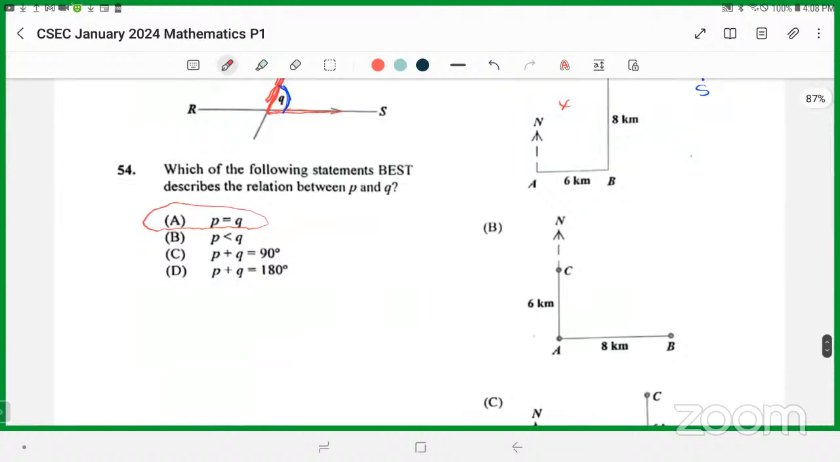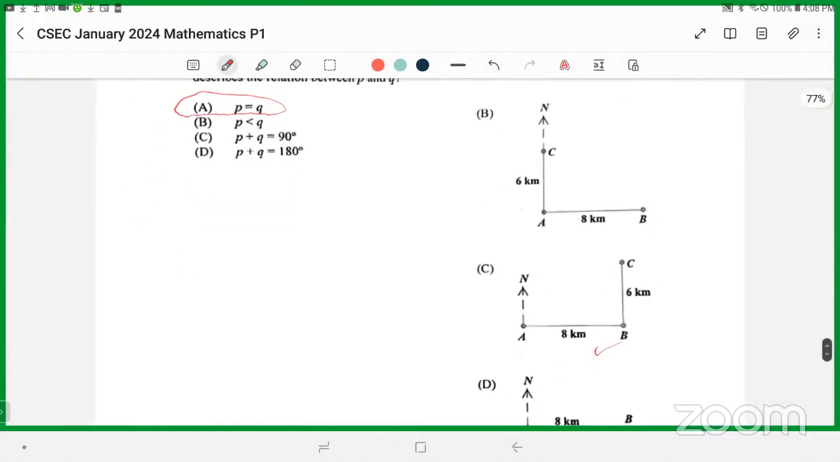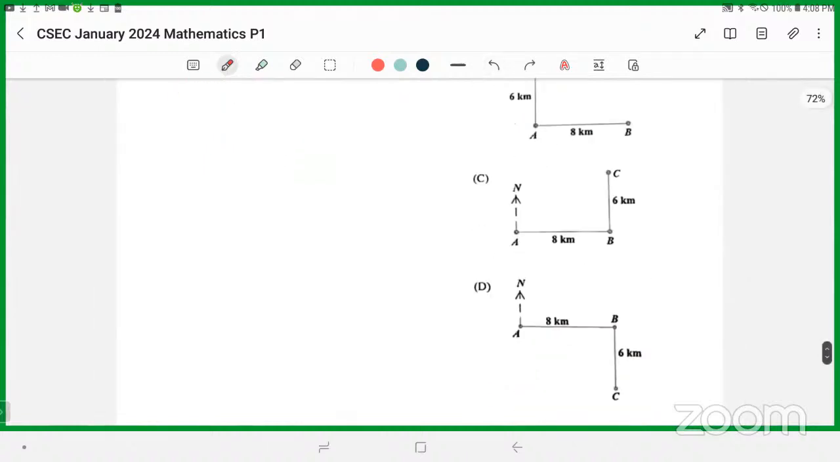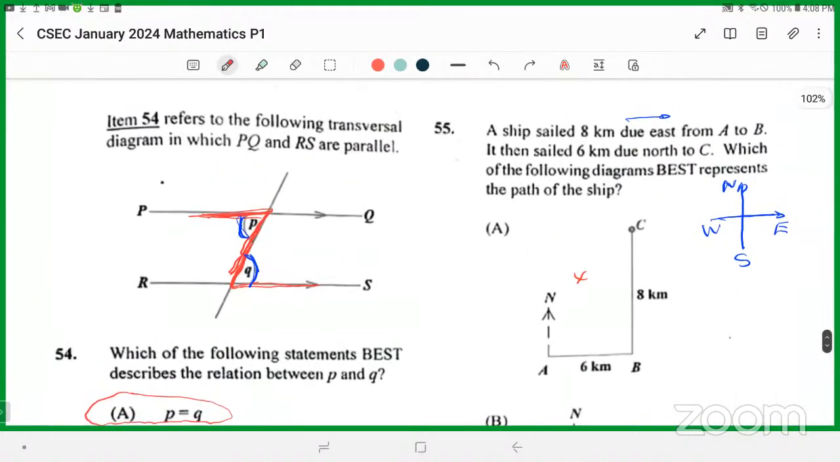This one is wrong. This one is go east, yes. So that one could be correct. This one could be correct as well. This one could be correct. But look, let's see what it says next. So you go 8 kilometers east. It then says 6 kilometers due north. Due north means towards the north. So this due north means towards the north to C.